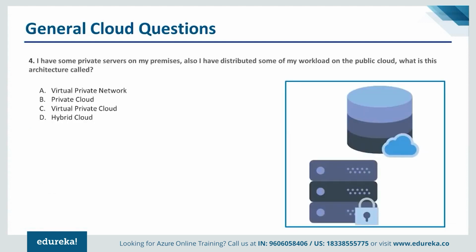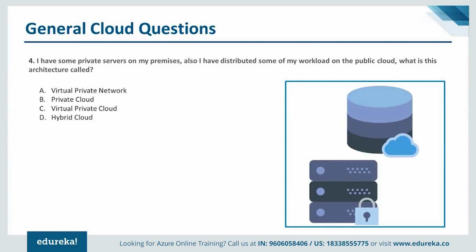Now, a few other questions. The question says, I have some private servers on my premises. Also, I have distributed some of my workloads on the public cloud. What is the architecture called? When you talk about this kind of scenario, these are my options: virtual private network, private cloud, virtual private cloud, and hybrid cloud.